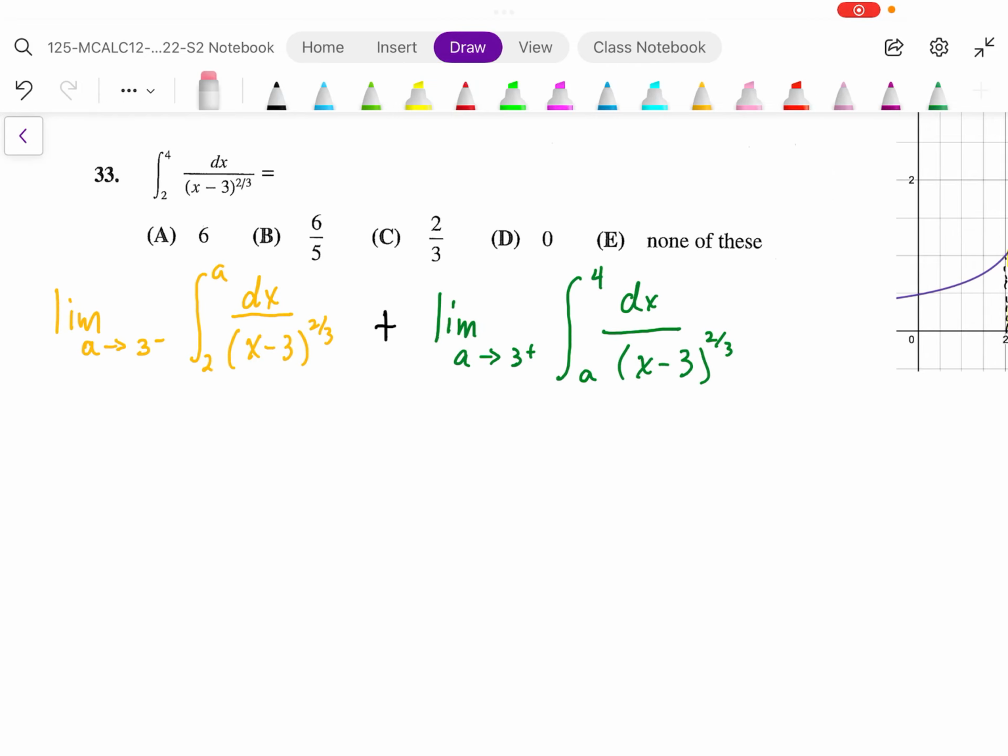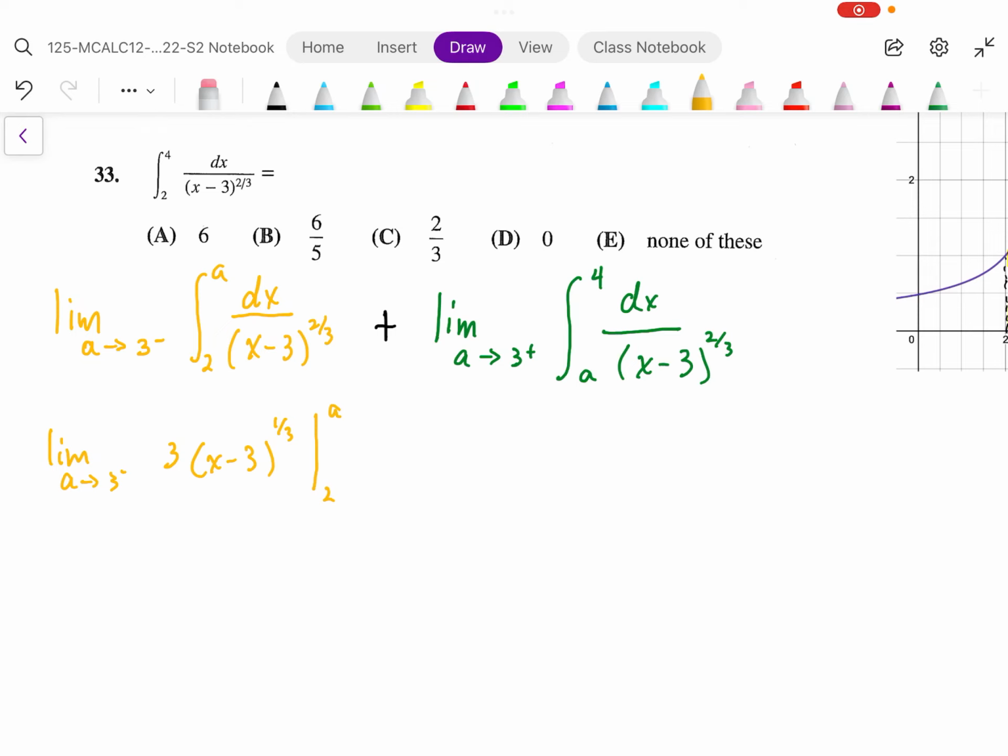So that means that the green integral, we're going to integrate from 3 to 4. So I'll go ahead and integrate these. So we're going to end up with the limit as a approaches 3 from the negative side. The antiderivative of this is going to be (x minus 3), increase the power by 1, we get power positive 1/3. And then we need to divide by 1/3 to account for the exponent. So there's my integral, and I'm going to integrate that from 2 to a.